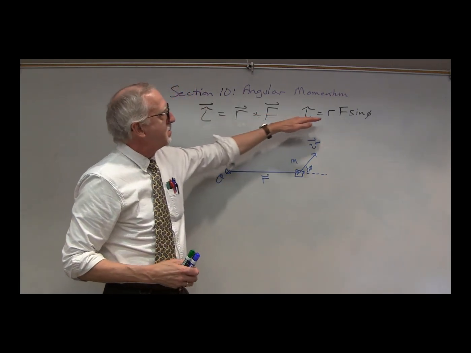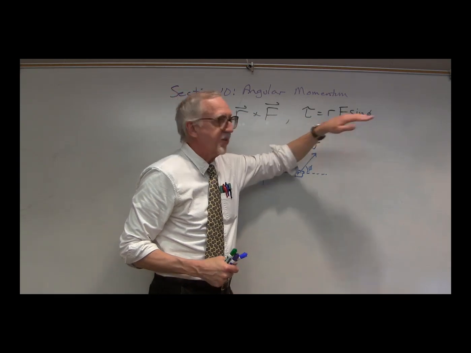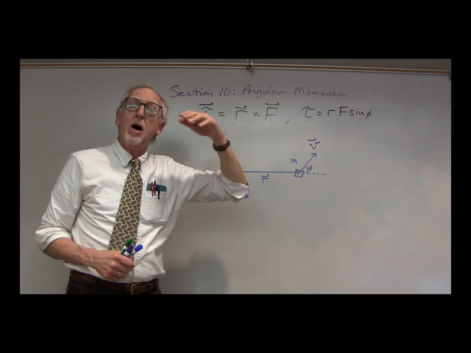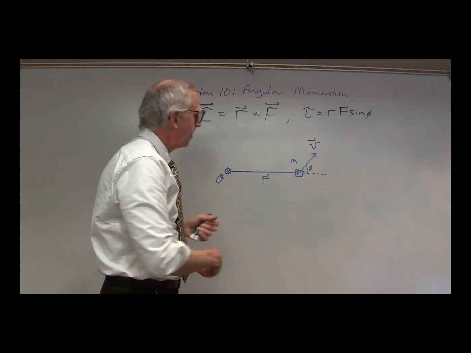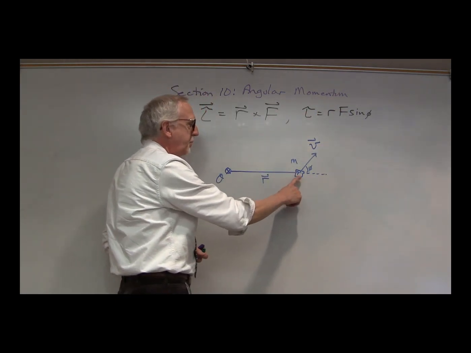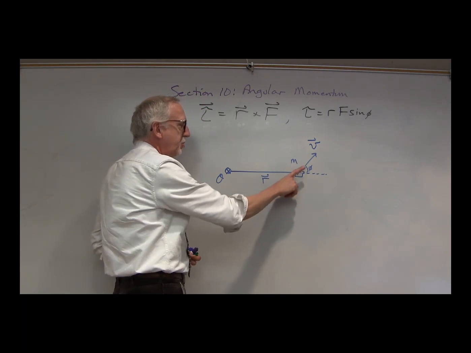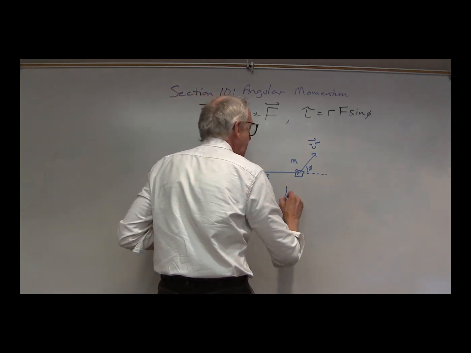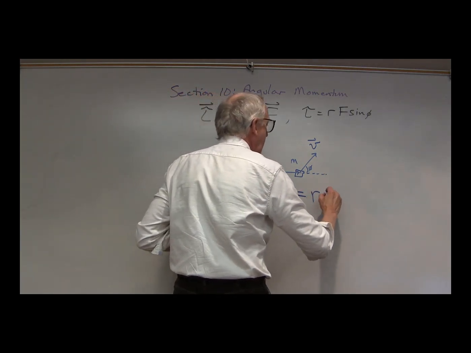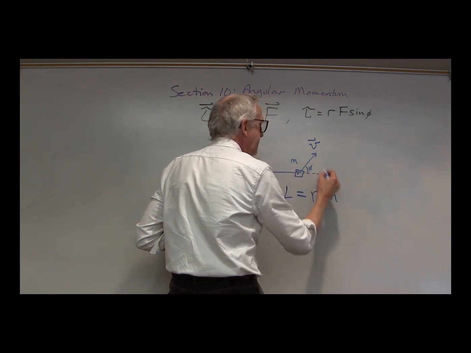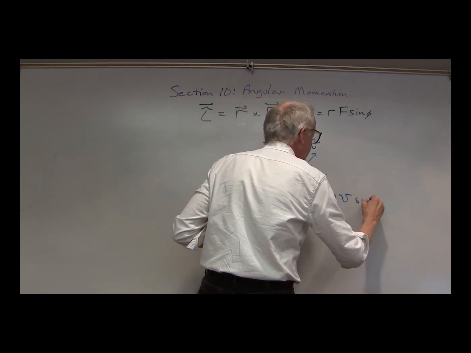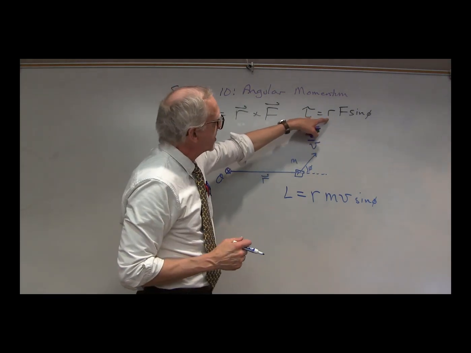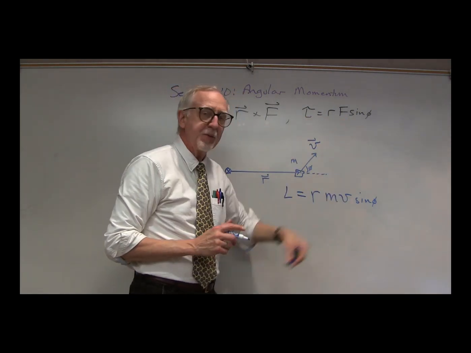Now let's remember, what's the magnitude? Tau equals R F sine theta. But let's think, have we seen anything with that form other than the torque? Well, when we have some mass m at some position vector r moving at a velocity v, what we found was that the angular momentum was r m v perpendicular, or v sine phi. That looks very much like this: something something sine phi.